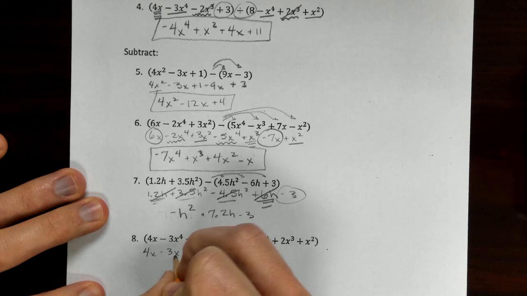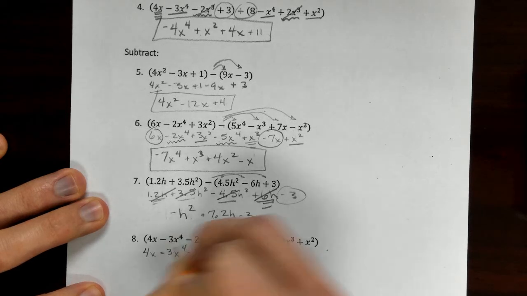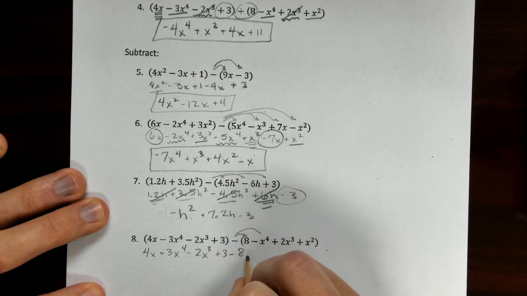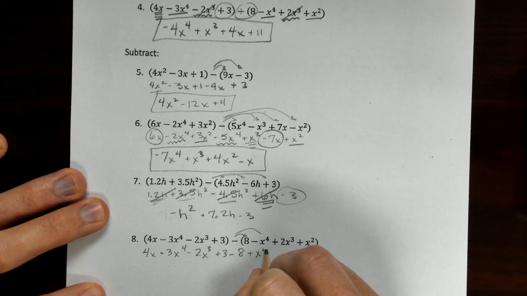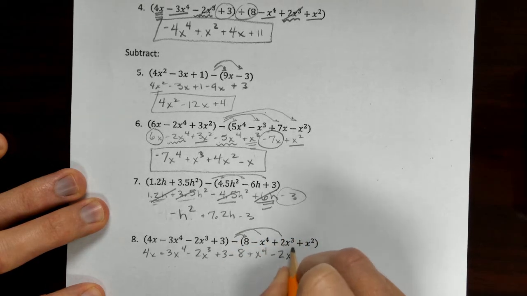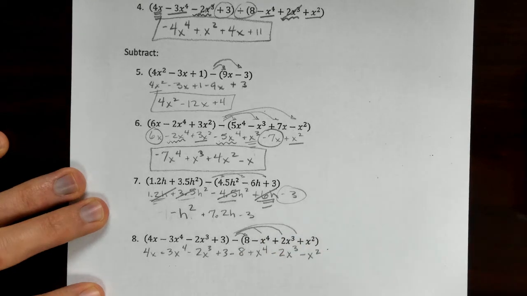4x minus 3x to the fourth minus 2x cubed plus 3. Now, distribute your negative. Minus 8 plus x to the fourth minus 2x cubed minus x squared.